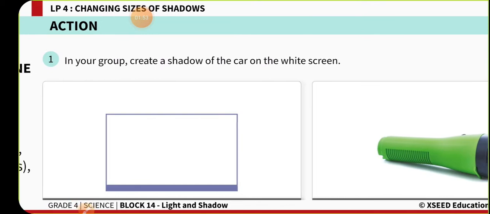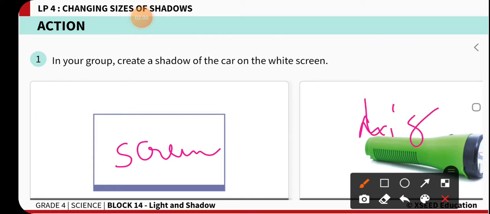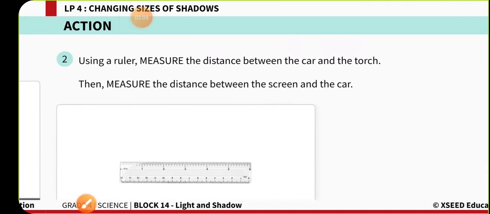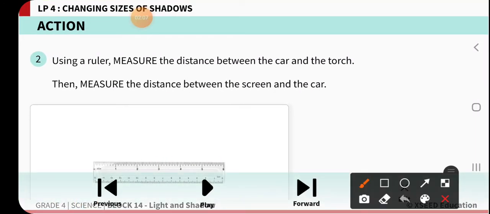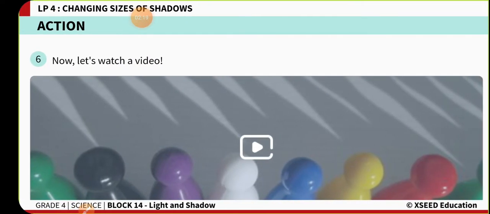For that activity, we require a few things: a screen, a light source like a torch, a toy car, and a scale. These are the four requirements: a screen to collect the shadow, a light source, a toy, and the scale. To understand how the shadow size is increased or decreased, let us watch a video first.